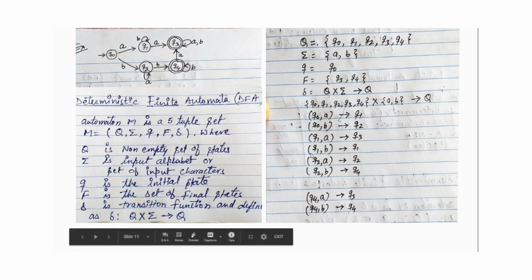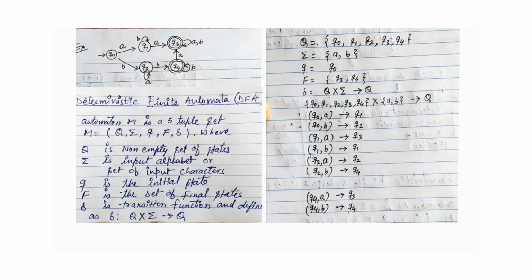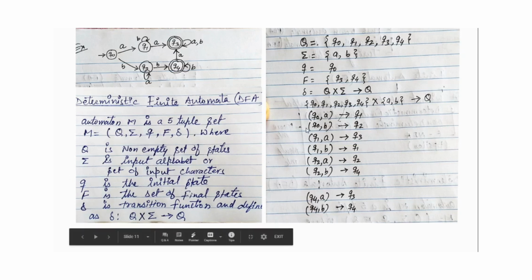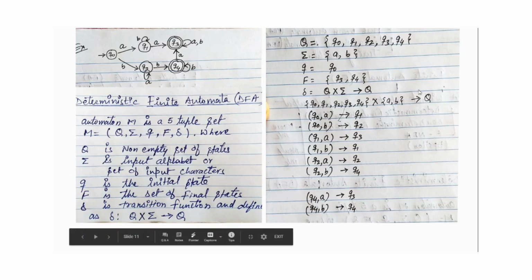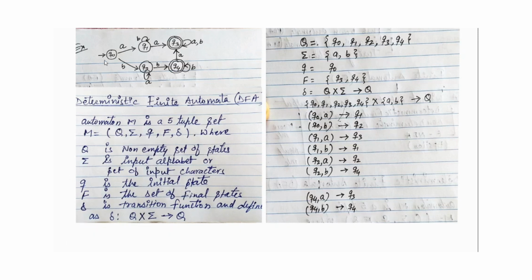How many transitions will you have? It depends on the number of states and the number of input characters. The cross product of these two will have 1, 2, 3, 4, 5, 5 into 2, 10. So I think these are the 10 pairs. This is the mathematical representation of an automaton, given as an example here.